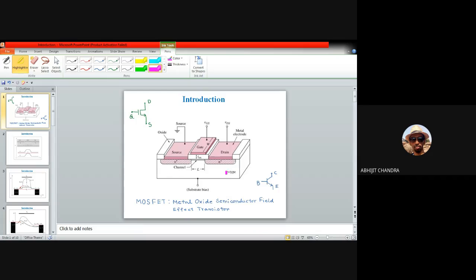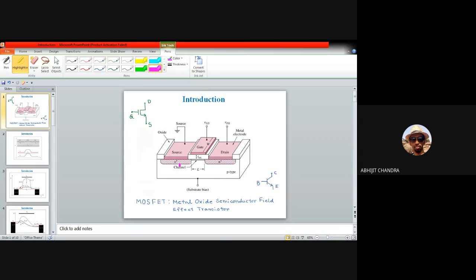So it is nothing but a silicon bar. And this is a P-type, and you understand what is meant by a P-type semiconductor. In case of P-type semiconductor, as you understand, we have the acceptor impurities. And in case of N-type semiconductor, we have the donor impurities.